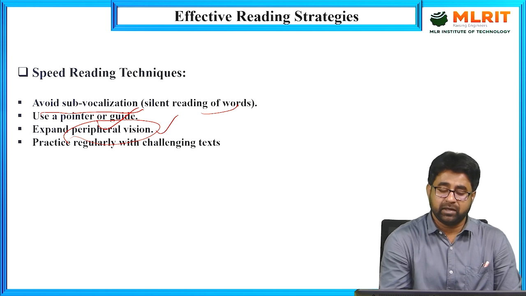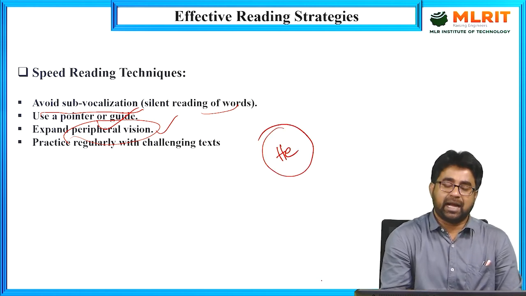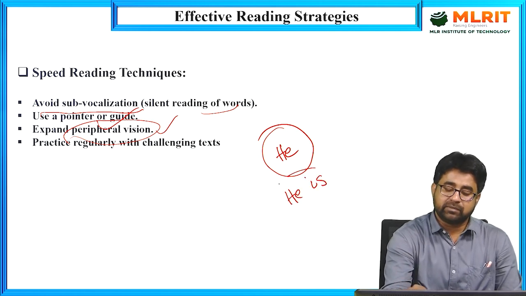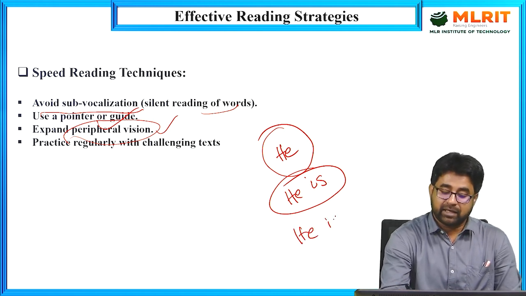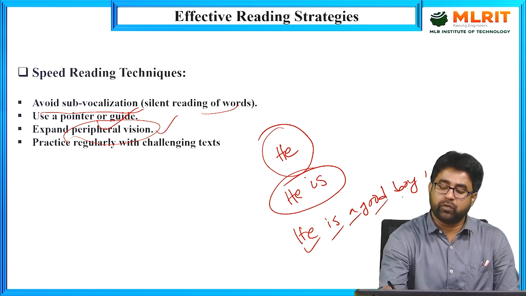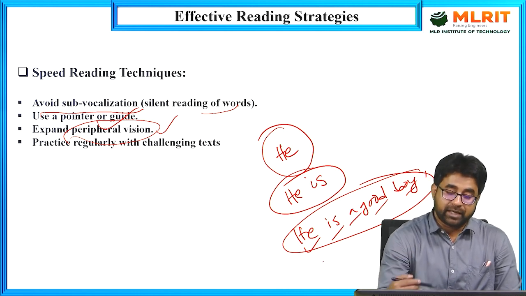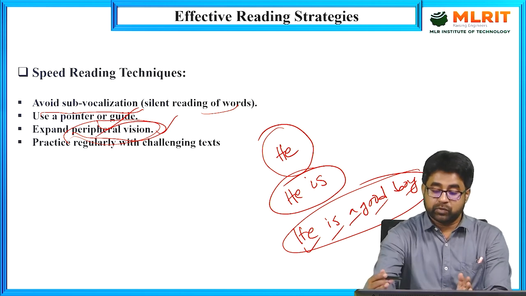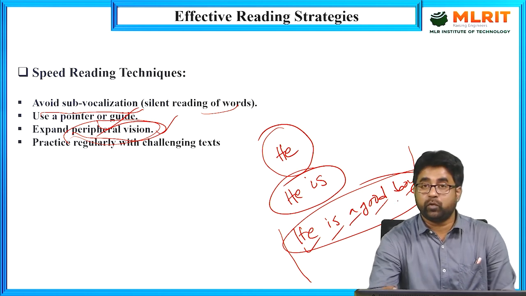What is peripheral vision? Let's say, for example, if your eyes are not trained, they will process only one word at a time: he. But if my eyes are a little more trained, then my eyes will process the meaning of these two words together. Now if it is well trained, then, let's say, he is a good boy, 1, 2, 3, 4, 5 words together my eyes will process. So what is happening here? Because of the continuous practice or training, the peripheral vision of my eye will expand. So I will be able to catch the meaning of more words effectively.